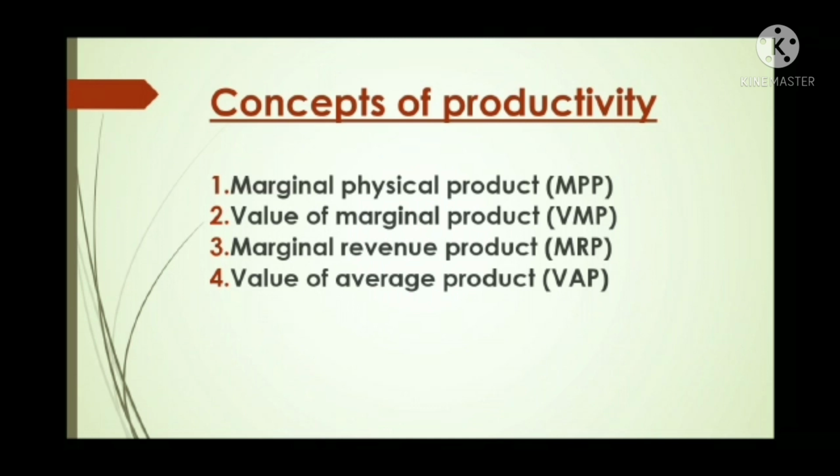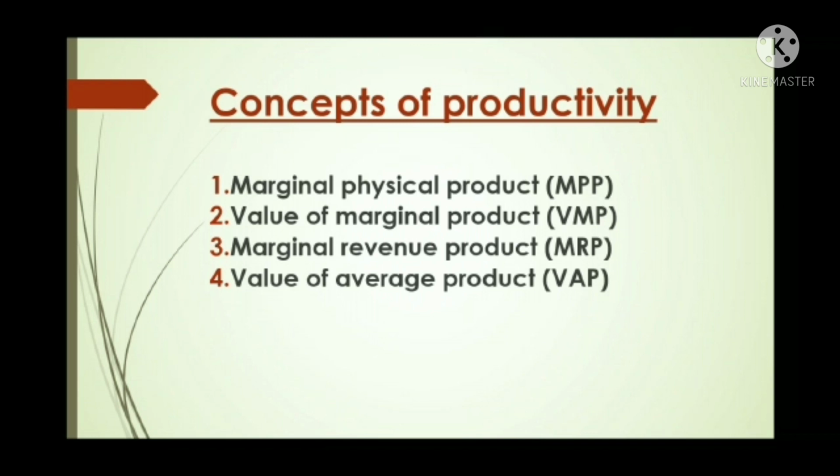Point number 2, value of marginal product. It refers to the market value of marginal physical product. That is, if we multiply marginal physical product by its market price, we can determine value of marginal product. Value of marginal product equals marginal physical product times P, where P equals the average price of the product.